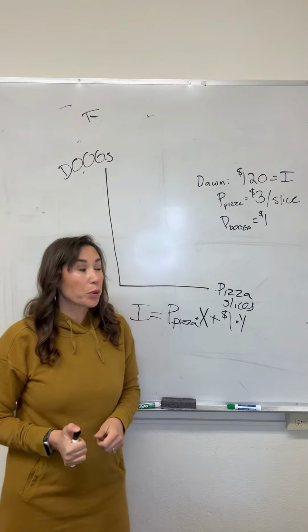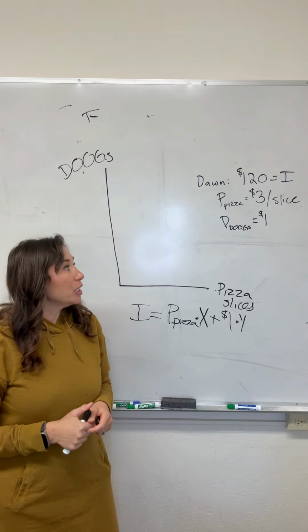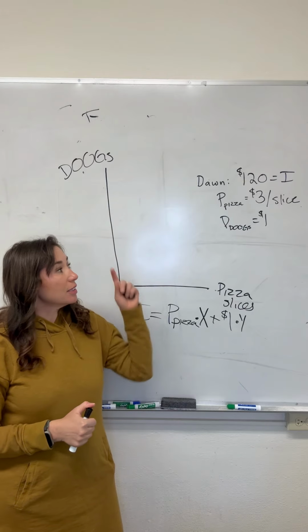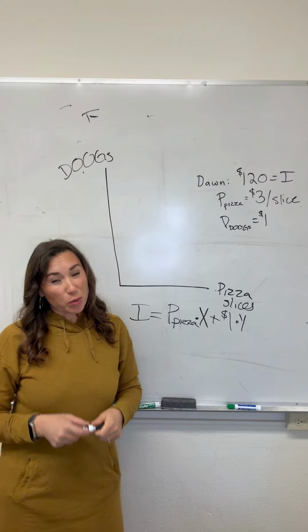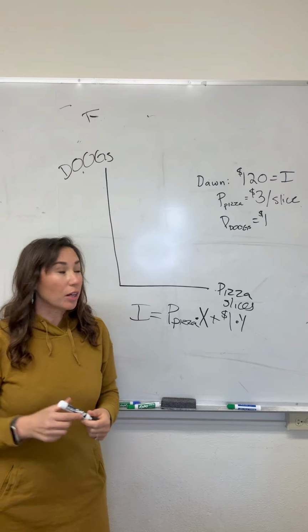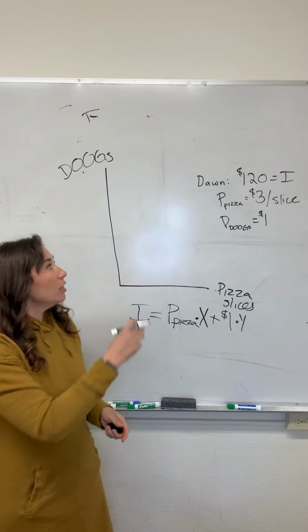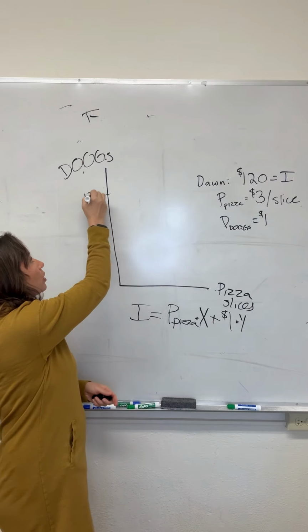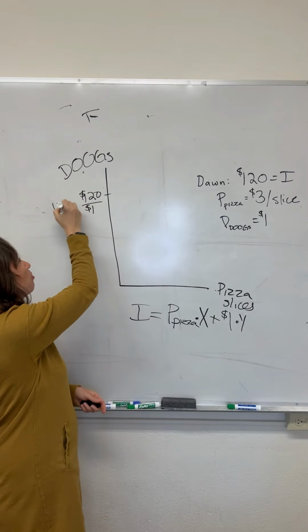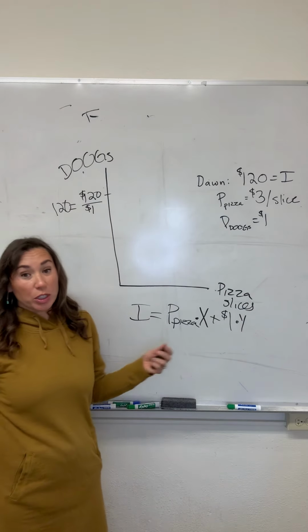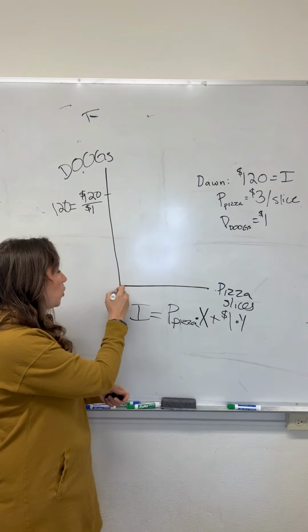We'll introduce the story of Dawn, and Dawn has $120 in her pocket. She can spend that between pizza slices and all other goods, which we call Dougs. And the price of pizza is $3 and the price of Dougs is $1. And so it's pretty simple. All we do is we say, well, if Dawn spends all $120 on Dougs, she can have at most 120 units of everything else other than pizza, but no pizza, right?